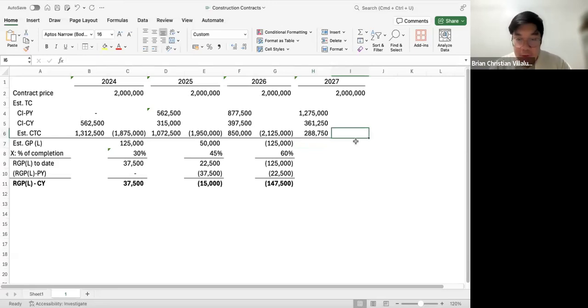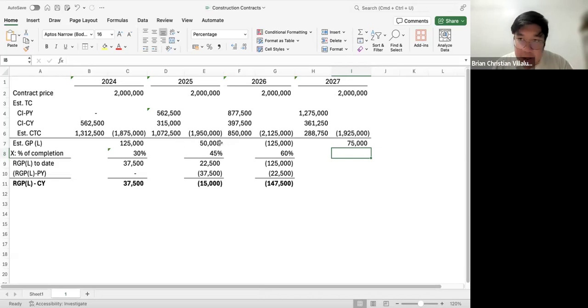Okay? So magkano ito? 1,925,000. Okay? Ngayon, naging mas mataas na ulit yung contract price natin. Tama? So magkano na ang estimated gross profit natin? 75,000. Okay?